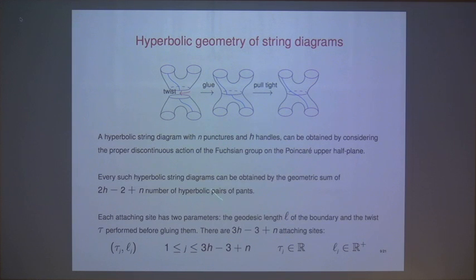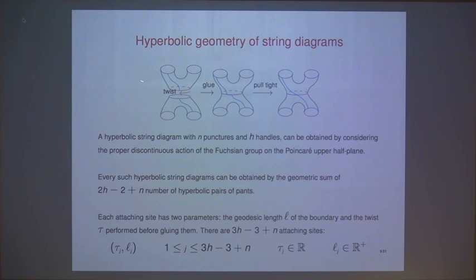A hyperbolic string diagram with n punctures and h handles can be obtained by considering the action of a Fuchsian group on the Poincare upper half plane. The Poincare upper half plane is a plane with the Poincare metric on it, and the isometry group of the Poincare metric is the PSL(2,R) group. So you can consider discrete subgroups, act on the upper half plane, and obtain a corresponding hyperbolic Riemann surface. And the nice feature about this is that if you have a diagram with h handles and n punctures, you can obtain all the hyperbolic metrics on this diagram by considering a different geometric sum of 2h minus 2 plus n hyperbolic pairs of pants.